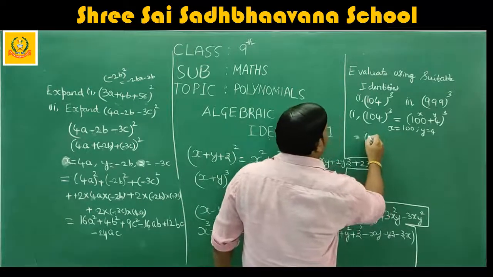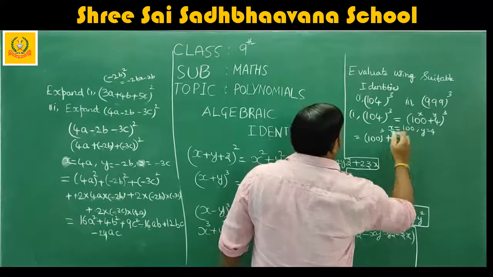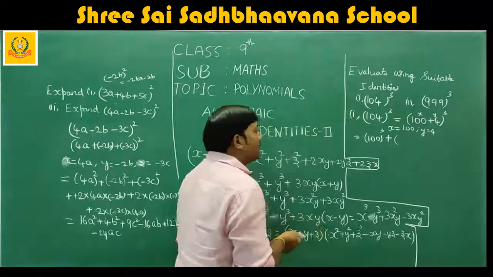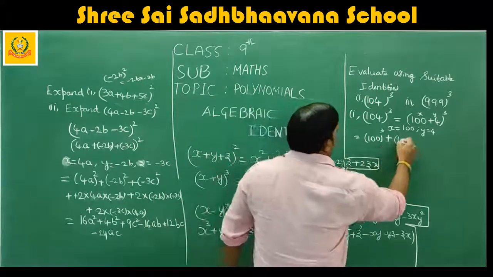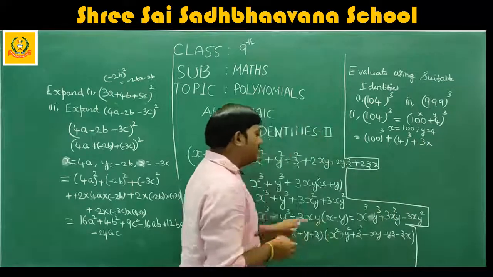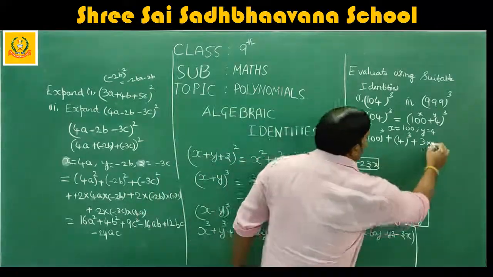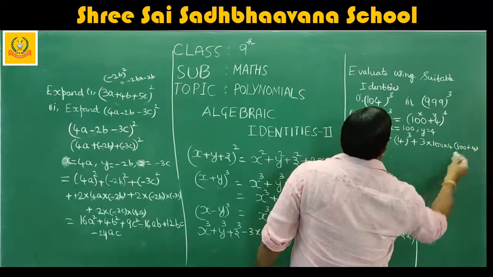x cube means 100 cube, plus y cube, what is y cube? What is y we have taken? 4 cube, plus 3 into xy, 3xy. xy in a sense is 100 into 4 into (x plus y), 100 plus 4.